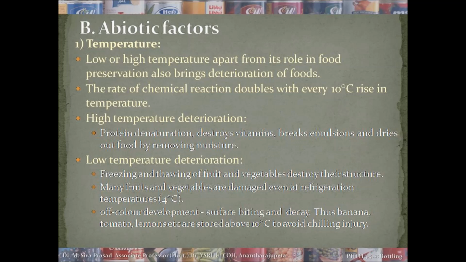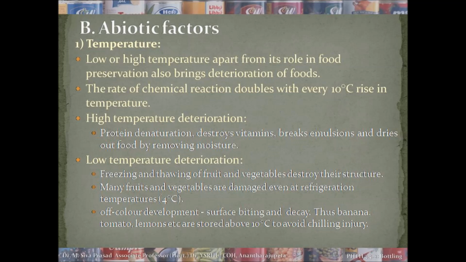So the loss of structure as a result of storing them under very low temperature is seen at a temperature of 4 degrees Celsius. You will see surface pitting, darkening, lesions and browning. This type of chilling injury symptom is observed under very low temperatures. That's why some tropical fruits like banana, tomato and lemons are stored at temperatures higher than 10 degrees Celsius to avoid this kind of chilling injury.